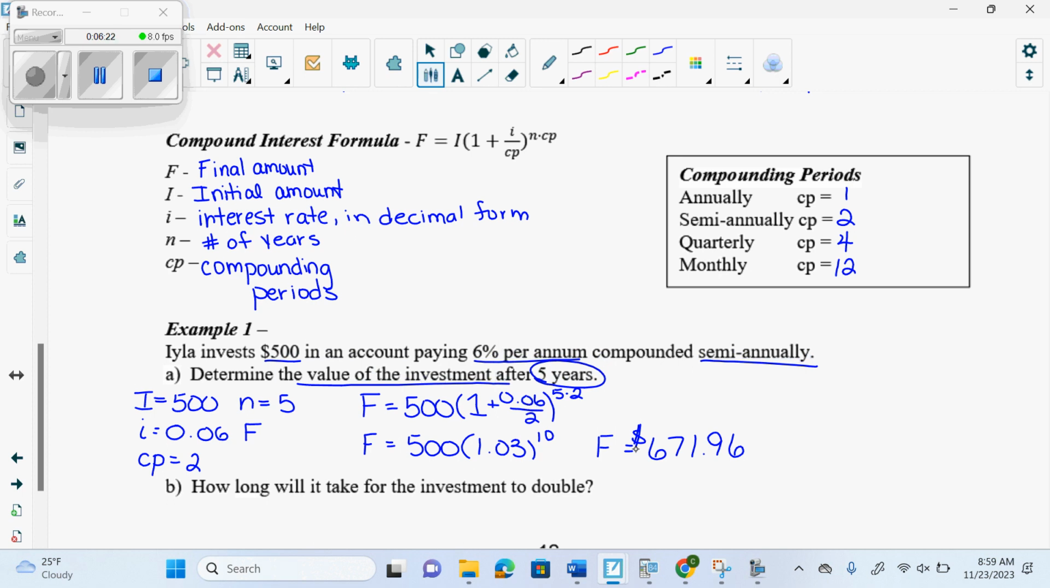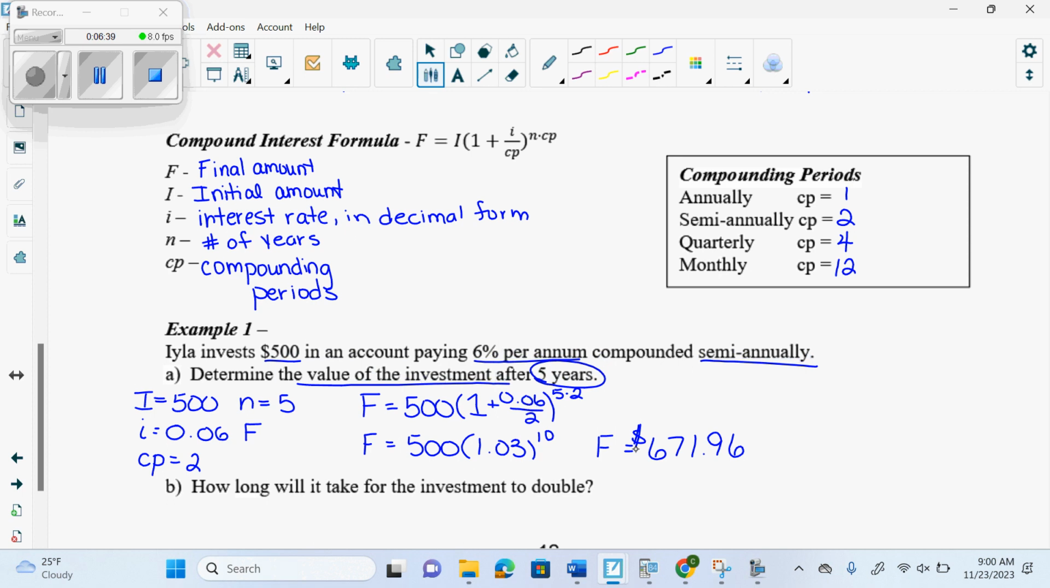She walked in with some money. She leaves with more money, hopefully. How much more money did she leave with? 171.96. So that's how much interest she made if they asked that question, right? So the value of the investment is that much, but the interest she made was 171.96.